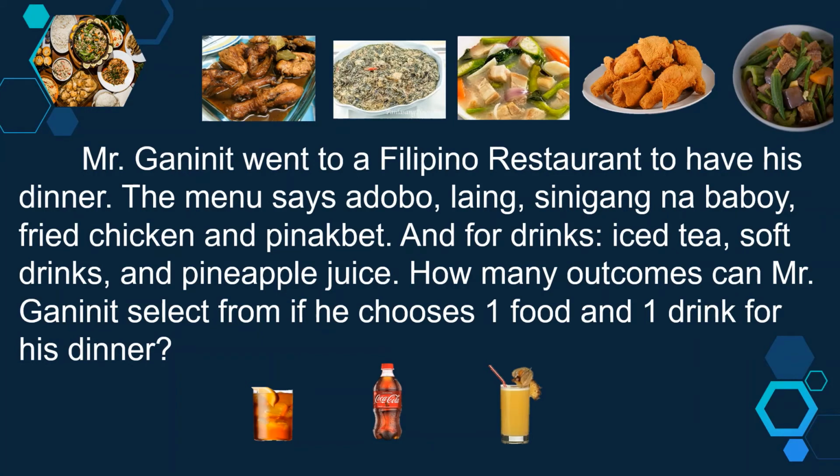Next example. Mr. Ganinit went to a Filipino restaurant to have his dinner. The menu says adobo, laing, sinigang na baboy, fried chicken, and pinakbet. And for drinks, iced tea, soft drinks, and pineapple juice. How many outcomes can Mr. Ganinit select from if he chooses one food and one drink for his dinner?